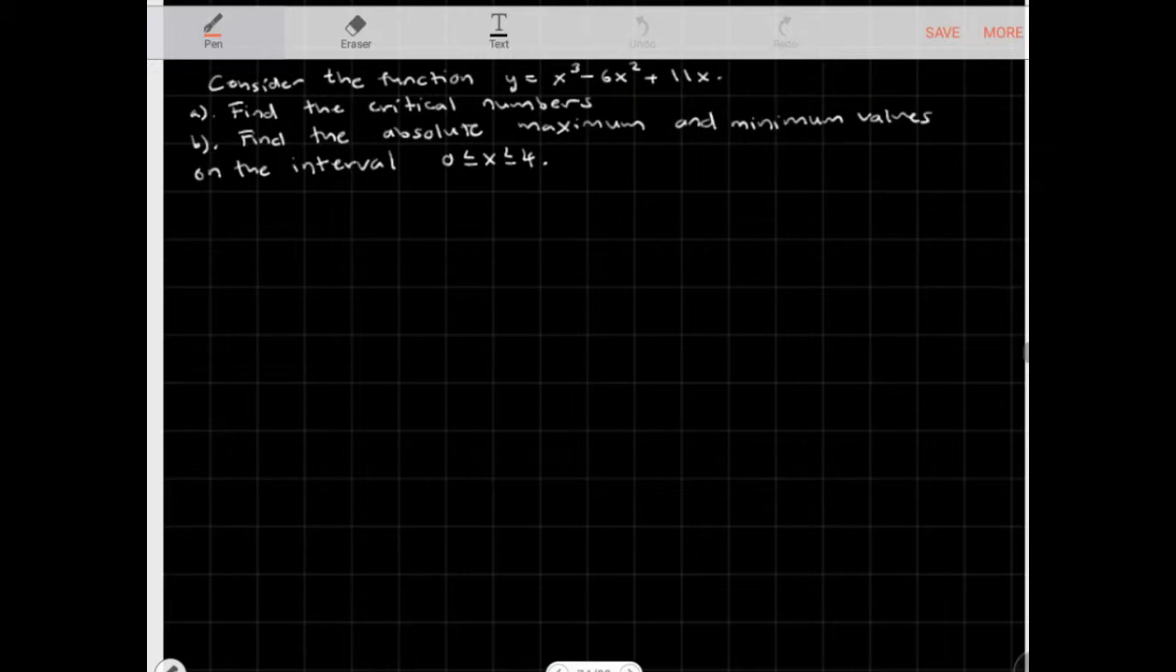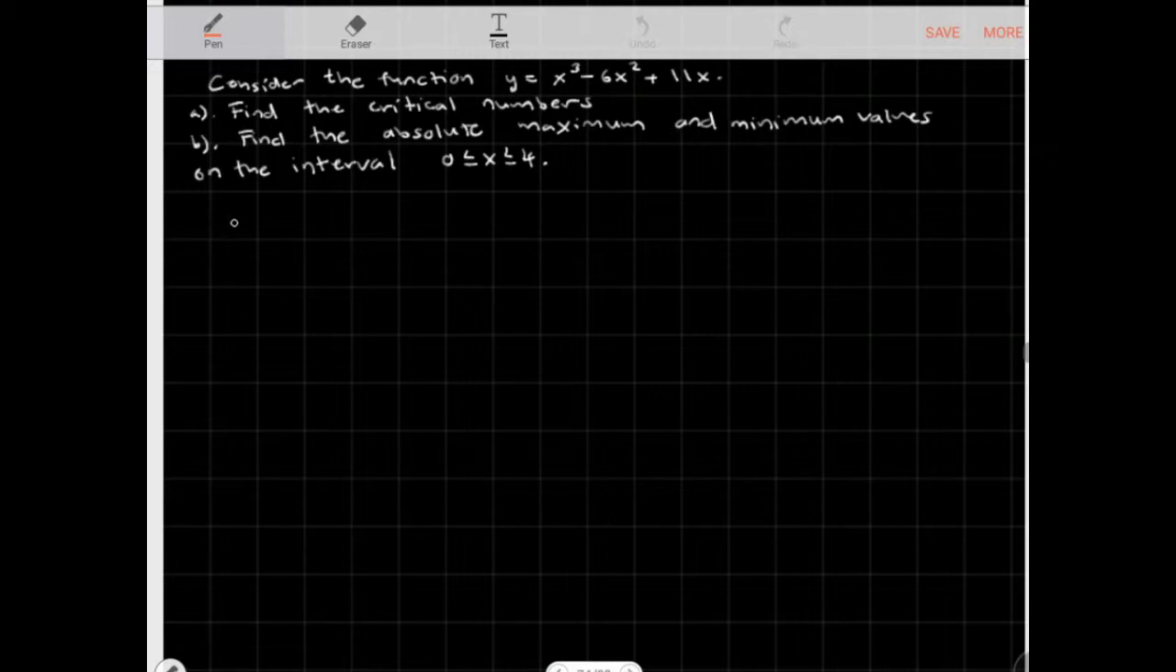Alright, let's consider a function y is equal to x cubed minus 6x squared plus 11x. Find the critical numbers, and find the absolute maximum and minimum values on the interval of x is greater than or equal to 0 but less than or equal to 4. Okay, so let's find the critical numbers first.